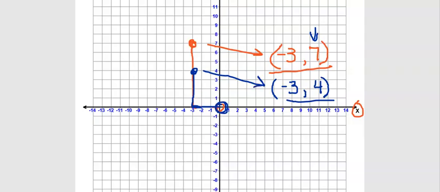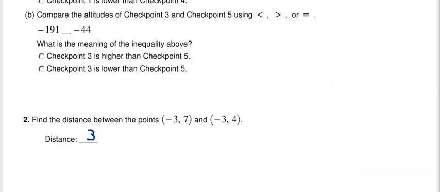And what they're asking simply is how far is it between these two locations? Well, it's from 4 to 5, 5 to 6, 6 to 7. So that distance is 3. So that would be our answer for number 2. All right, so coming back to the actual problem, we can see the distance between -3, 7 and -3, 4 is the number 3.